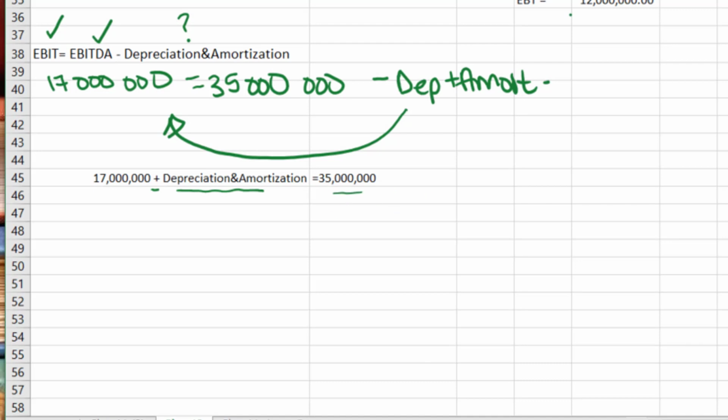Now I still haven't solved for the depreciation part. So I need to take now this number and move it over here so that this one's all by itself. I like it because on this side it's positive, so it makes it a lot easier to interpret it, right? So let's see what happens when we do that.